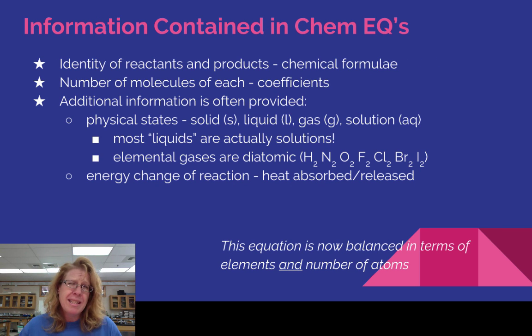Okay, so stuff that's contained in chemical equations. What kinds of things can you get from this? There's a variety of things. We've already talked about the identity of the reactants and the products, that there are chemical formulae in there, so we can know which elements are present and what the formula of each compound is. We'll also know, when it's balanced, how many molecules of each are involved by using coefficients, like 2H2O or 2O2. A lot of times in chemical equations, they'll also include important information about the physical state, whether it's a solid, liquid, gas, or a solution.